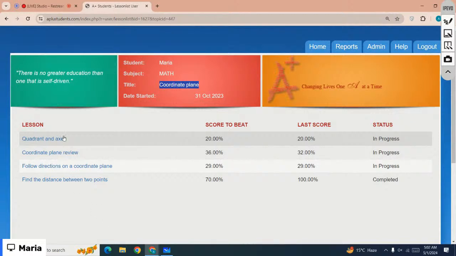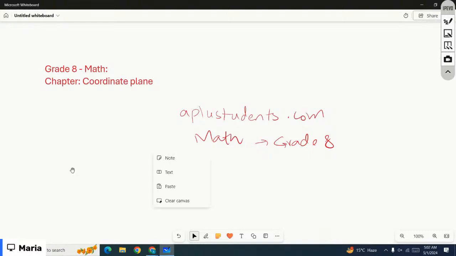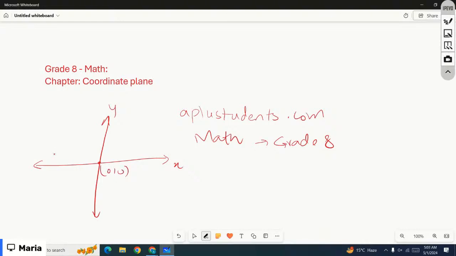Okay, let's start with the first lesson, that is quadrants and axes. Let me explain first what the quadrants and the axes are. The coordinate plane looks like this. You have a vertical line and a horizontal line. The horizontal line represents the x-axis. This is the origin where the x-axis and the y-axis intersect each other. Here both the x and y values are 0, 0.